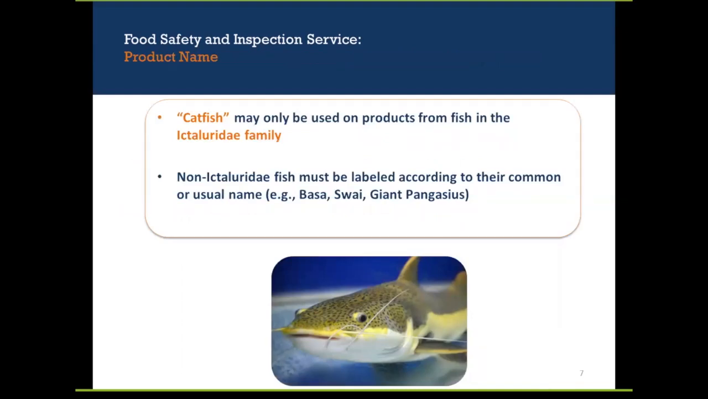Regarding the product name, Catfish may only appear as a product name on products that contain fish from the family Ictaluridae. This requirement was in place when Siluriformes fish and fish products were under the jurisdiction of the FDA, and FSIS adopted a similar regulation. All other Siluriformes fish and fish products must be labeled with their common or usual name. In the final rule, we stated that establishments should refer to the FDA seafood list for acceptable common or usual names.